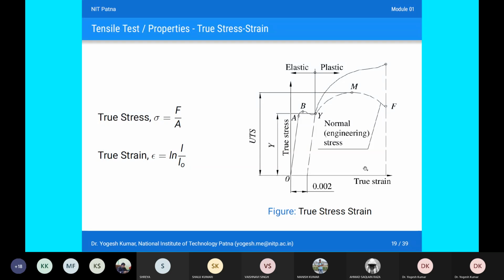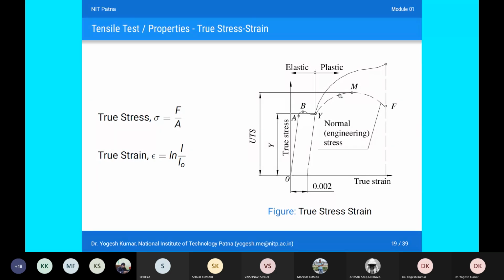Okay, but beyond point Y, that is in the region of pure plastic deformation, from your lower yield point, that is Y, what is happening? Your engineering stress is less. Your engineering stress strain is less as compared to your true stress strain. Okay, this is your true strain curve.